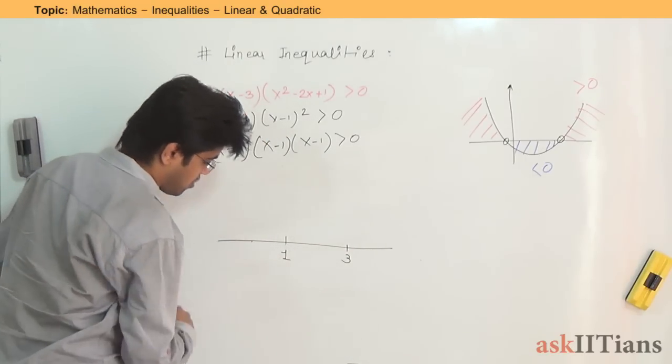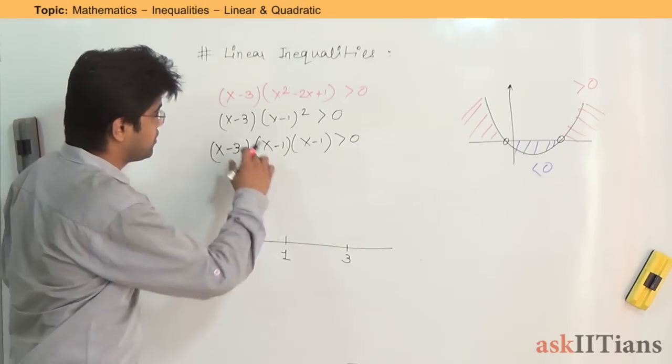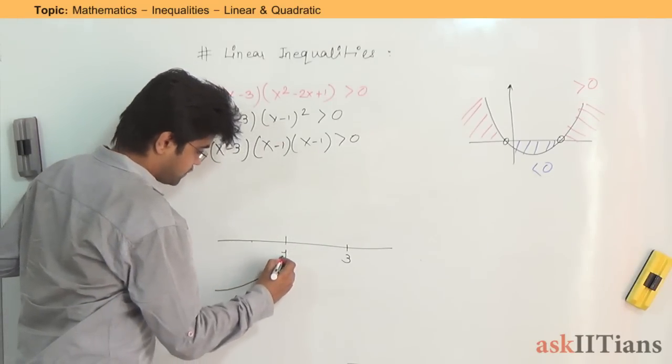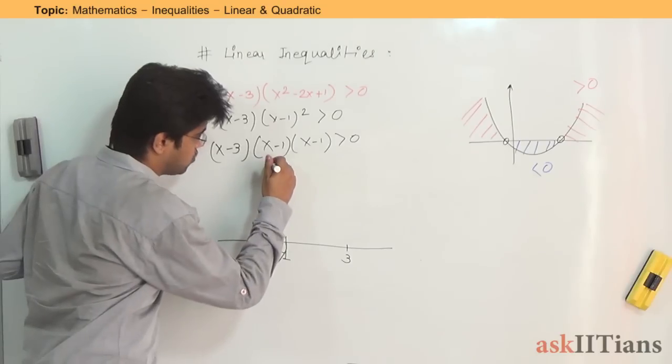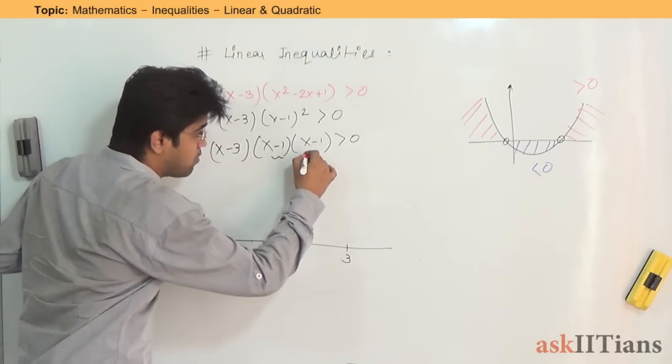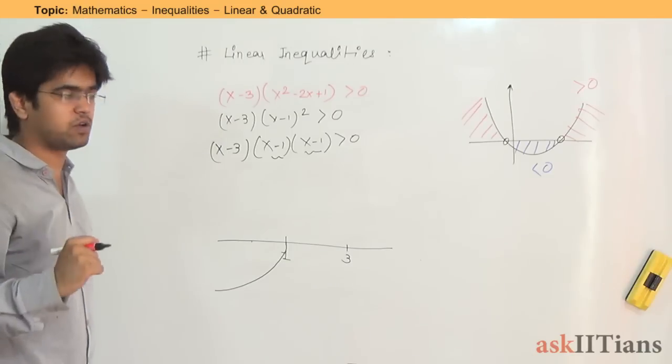So I am coming from the negative side because the sign is negative. I encountered the first root, so I have to change the sign. But I encounter another root. There are two roots at 1.